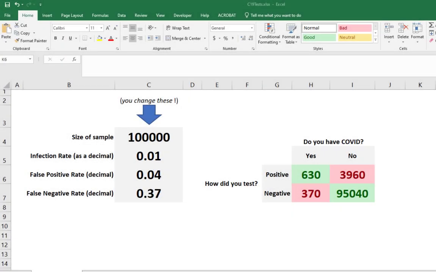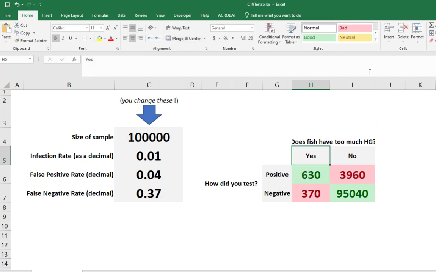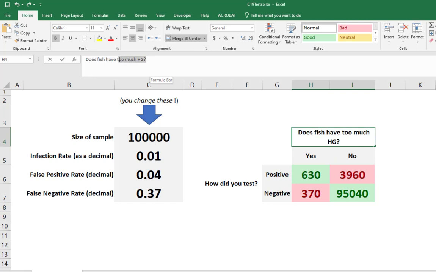Okay, friends, so let's get in here and change out this information. We're not talking about COVID anymore. We're talking about does the fish have too much mercury? I'm feeling fancy. HG. We gotta make this fit a little better. Oh God, I'm making it worse. All right, you know what? The hell with this. Does the fish have too much HG? There we go.